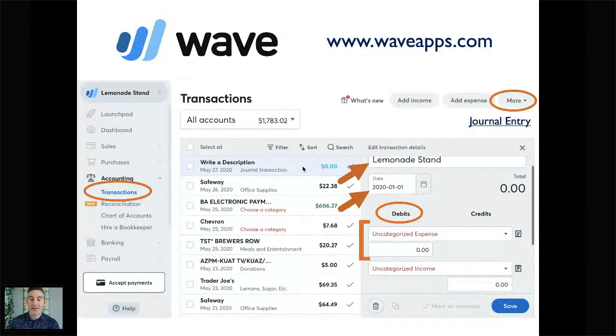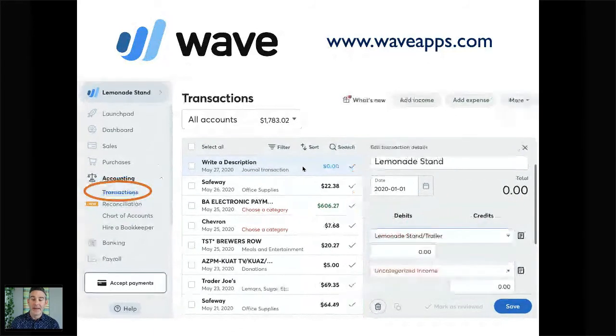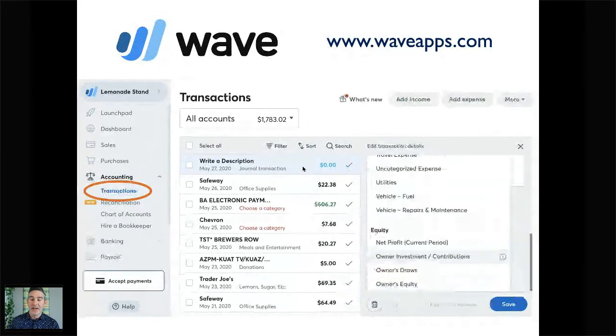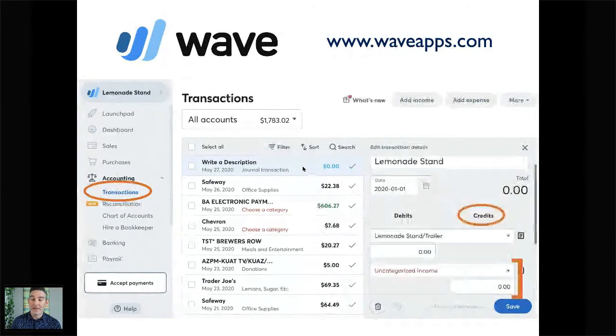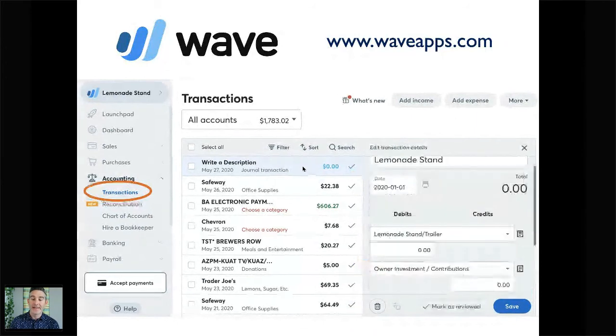When you add something to one side, you're going to have to make a change to the other side. So in this particular case, we're debiting the lemonade stand account. So you add that, and then you pick the account that you're crediting. In this case, let's say it's an owner investment. It's a lemonade stand that you as the owner just contributed to the business way back when. So you would add that, and then you add the amount.